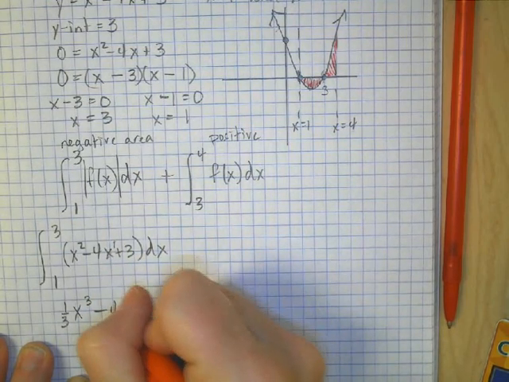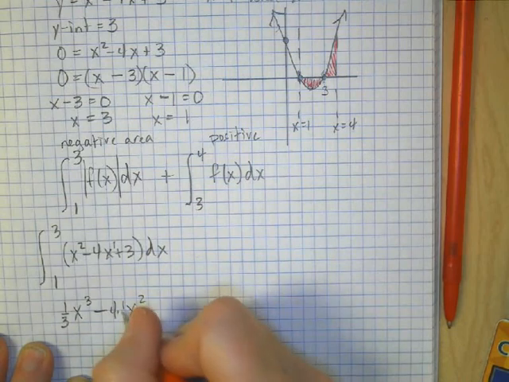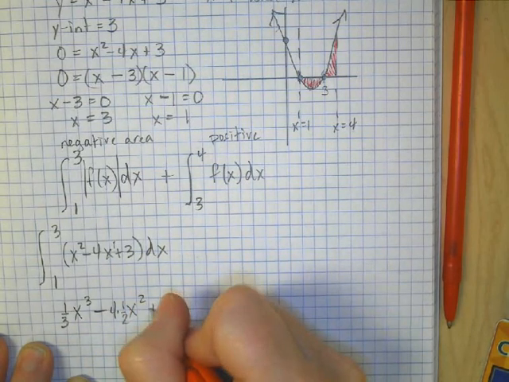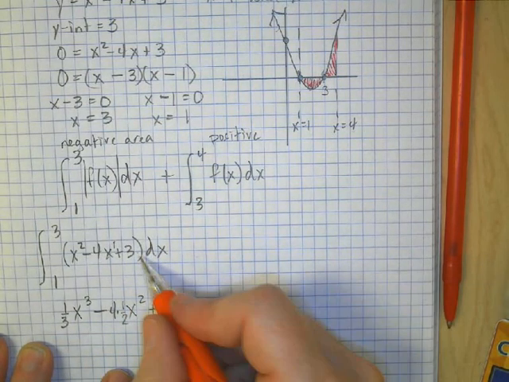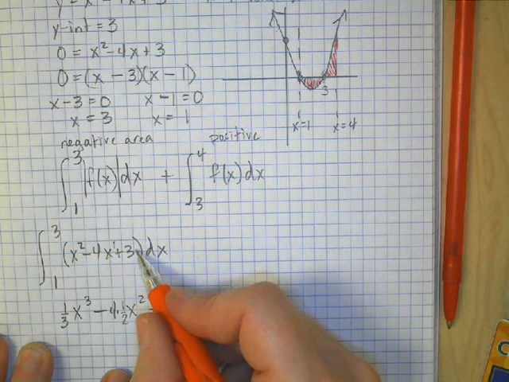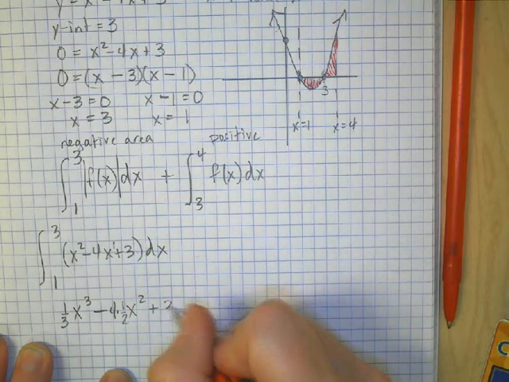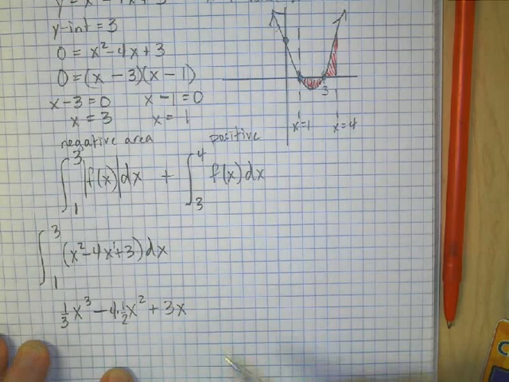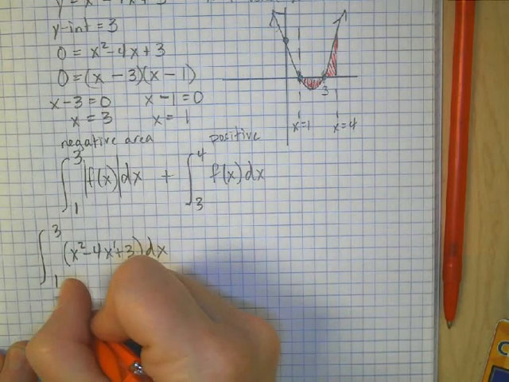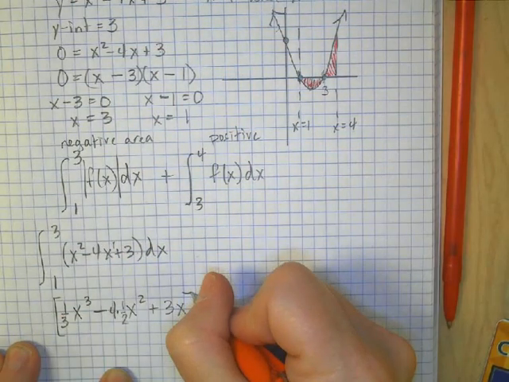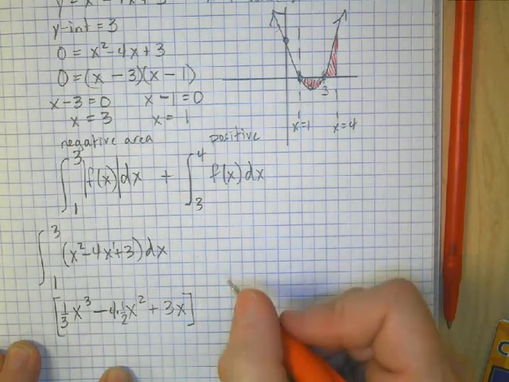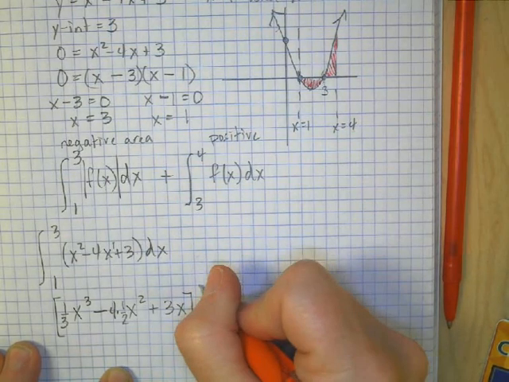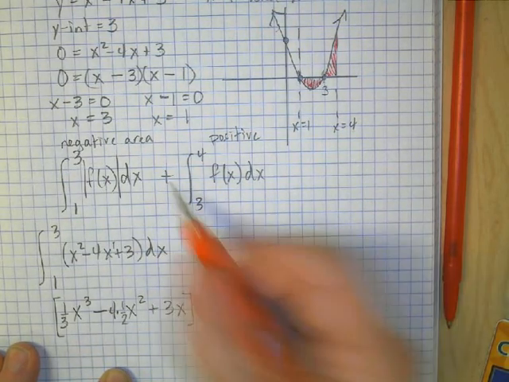times that by 1 over my exponent, plus add 1 to my exponent. Well, it doesn't have 1, so that's x to the 0. Add 1, that becomes 3x. Okay, and I'm going to evaluate that from 1 up to 3. Okay, and then I'm going to add that to the other one.